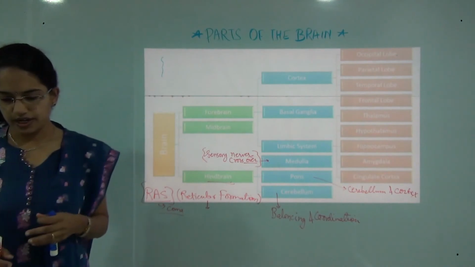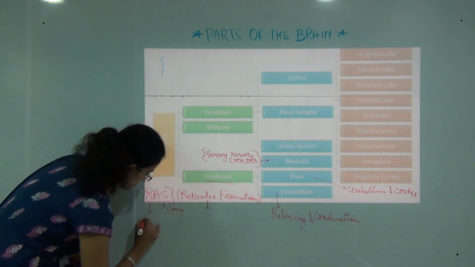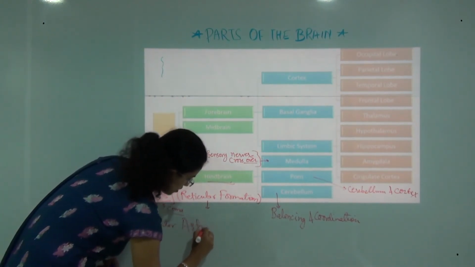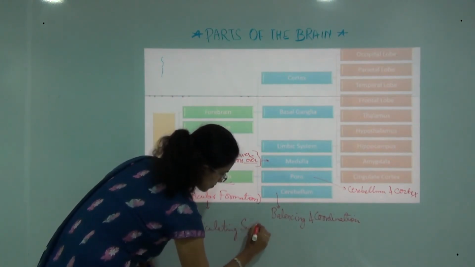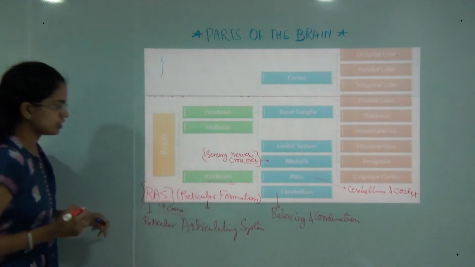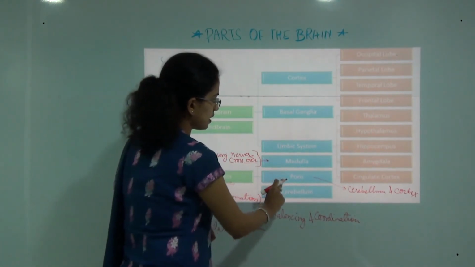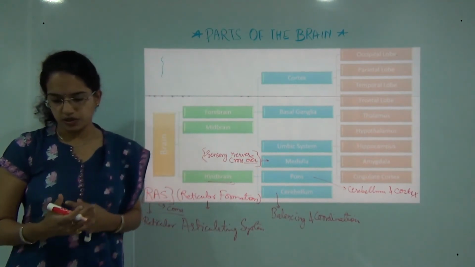This is also called the reticular activating system. Okay, so this is what is RAS. Okay, so under hindbrain we cover medulla, pons and cerebellum. We have talked about the major points on all of these.